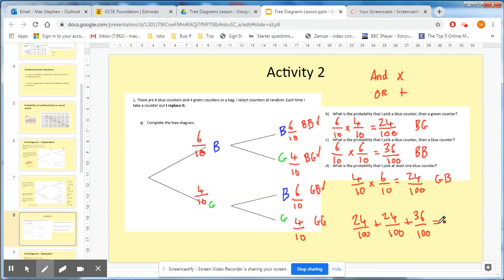So if I add these all together, I'm going to add up 24 plus 36, it's going to give me 60. 60 plus 24 is 84 out of 100. And again, I could simplify. Now I'm just going to leave it as 84 out of 100.